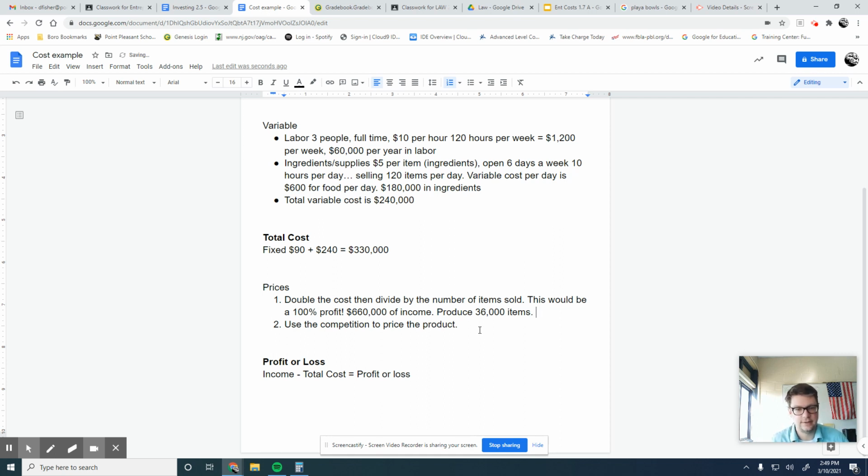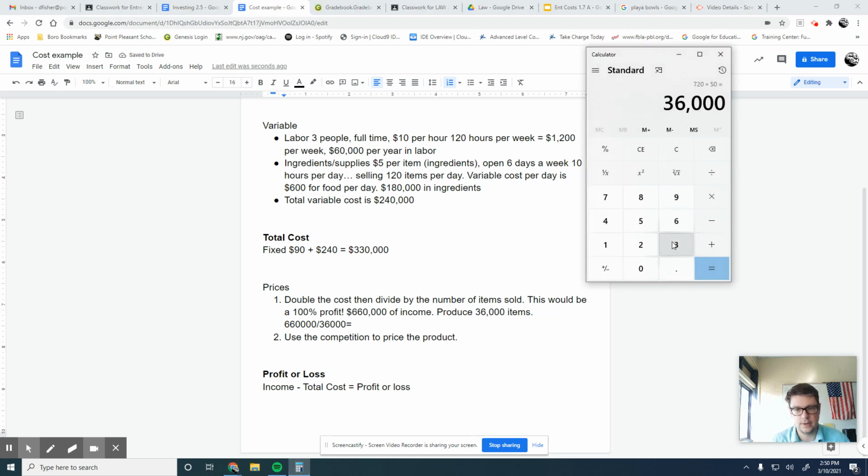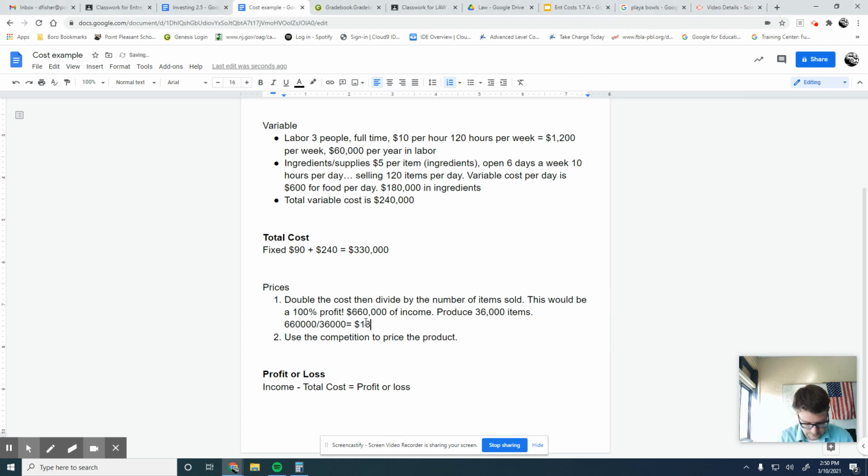So I'll divide 660,000 divided by 36,000. You're going to see that this price is going to be really high. So it's probably not going to work out. So 660,000 divided by 36,000. It's saying I would have to charge $18 per item. It's too high. No one's going to do that. They can go to Pliables and get it for 10 or 11.